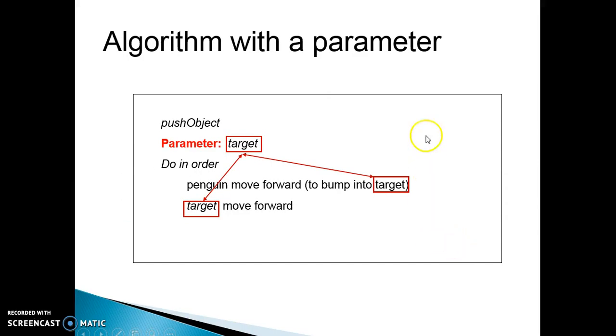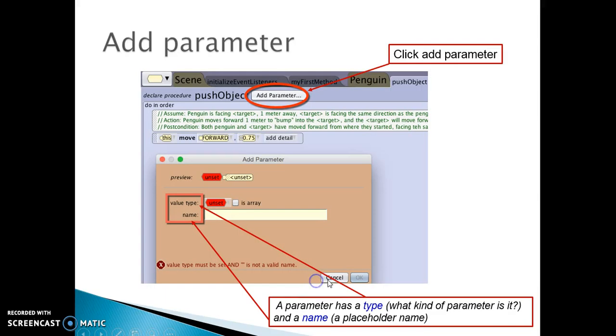So our parameter today is going to be what we call target. It's a thing, and the penguin's going to move forward to bump into the target, and then the target will move forward. And what that allows us to do is the penguin can push any darn thing he wants as long as we set it up properly. Okay, so the first thing I need to teach you is how to add the parameter. And you're going to see this show up in 2 places.